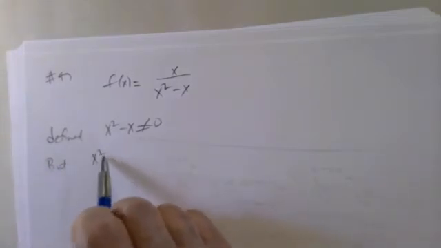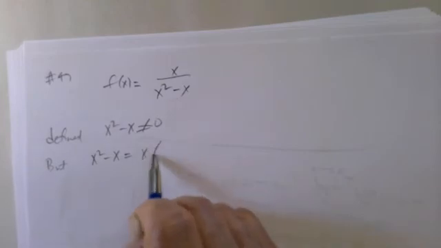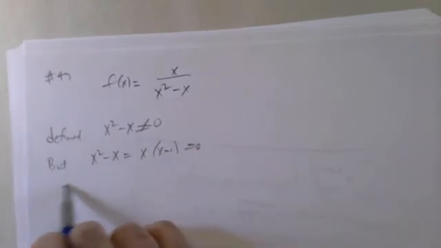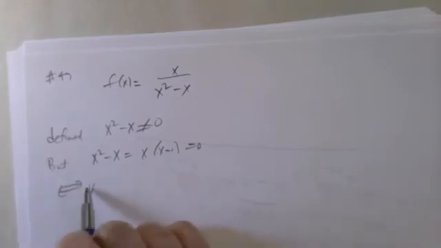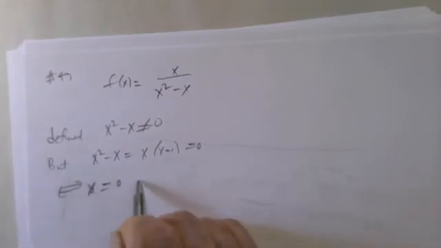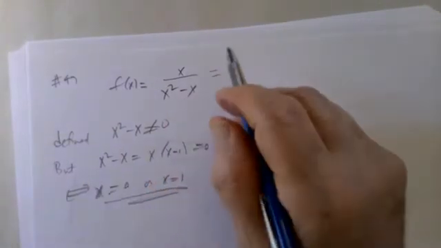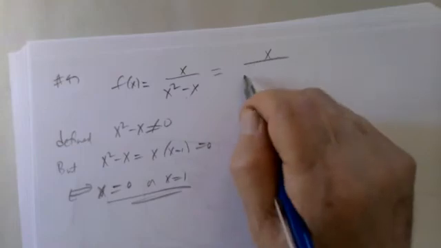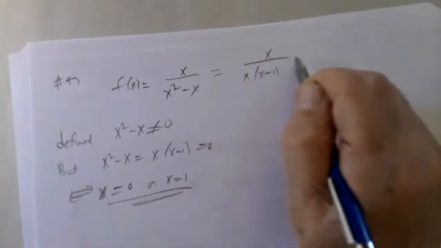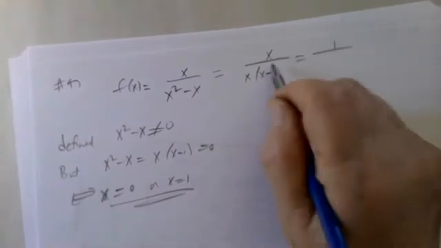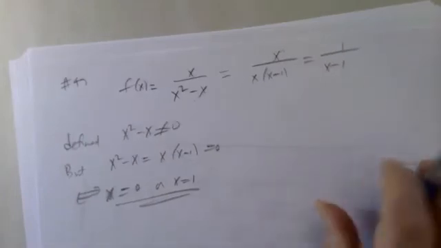But x squared minus x factors, this is x times x minus 1. And this is equal to 0 when either x is 0 or x is 1. So this function is undefined at these 2 places. But for x different from these 2 numbers, I can write this as x times x minus 1, this is 1 over, the x's cancel, 1 over x minus 1.